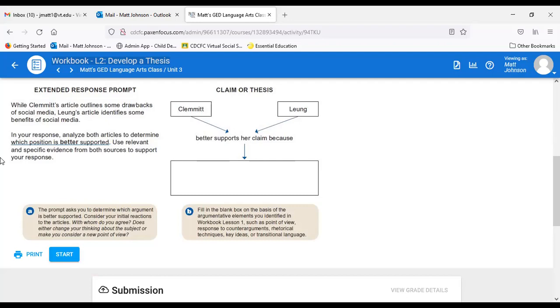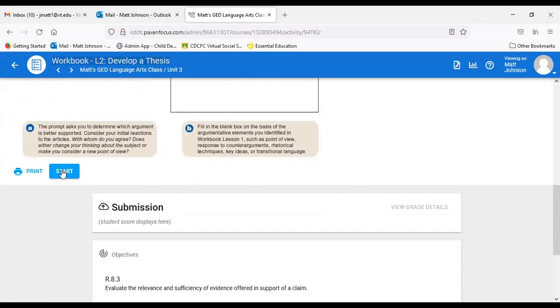Whatever we encounter in life, if somebody presents you with a thesis about something, do you agree with it? Do you disagree with it? And why? What is the evidence? What are the claims that they use and the evidence they use to support it? Second, fill in the blank box on the basis of the argumentative elements you identified in workbook lesson 1, such as the point of view, response to counterarguments, rhetorical techniques, key ideas, or transitional language, right? So those are all those lessons that we've built to this so far.